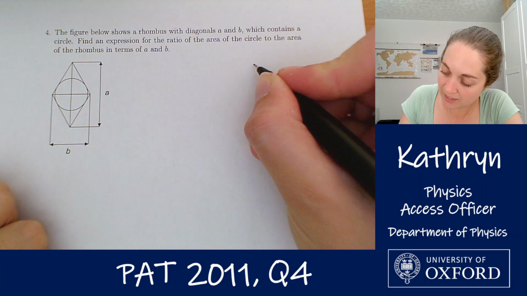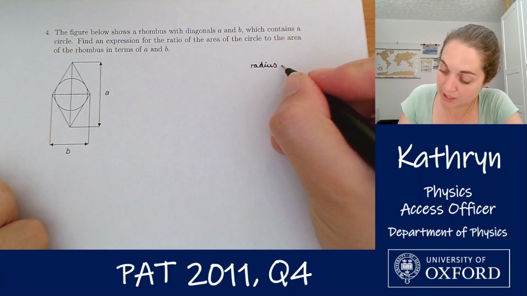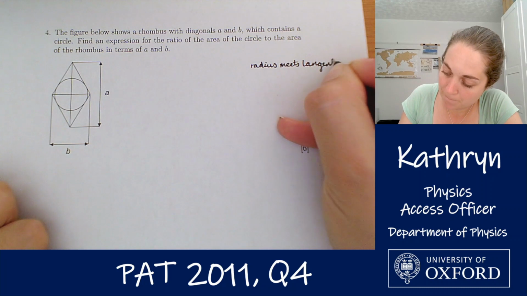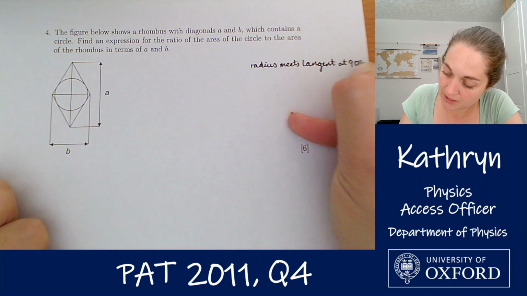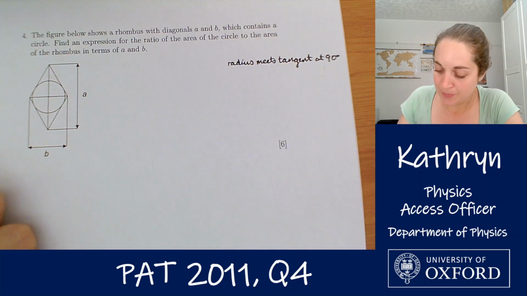One is that the radius of a circle meets a tangent to the circle at 90 degrees. Radius meets tangent at 90 degrees. Okay, so that's one thing we might want to keep in mind. What else have we got? We know the formulas for the area of a circle and the area of a rhombus.